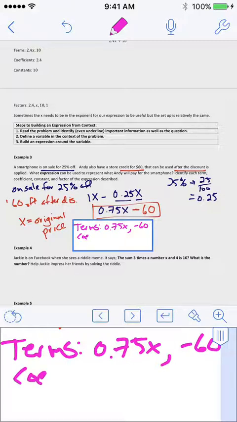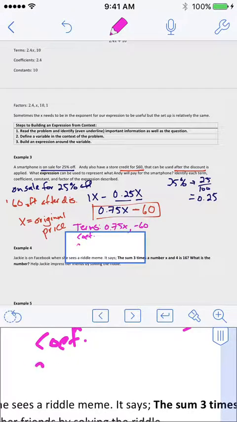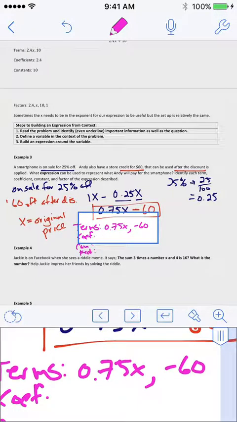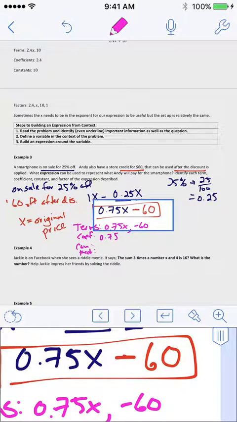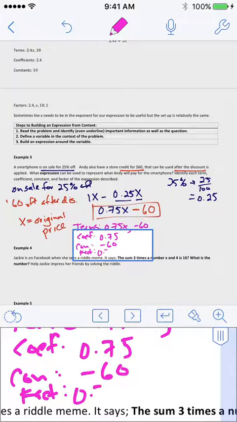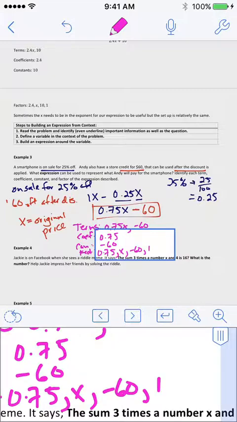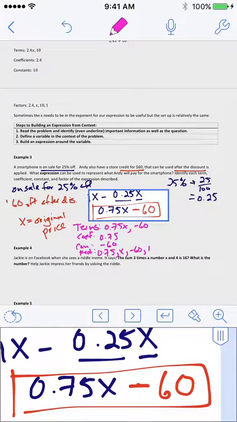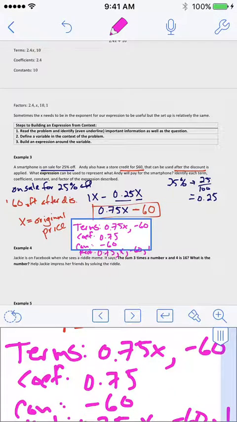Alright, coefficients. I'm just going to write these all down. Constants and factors. Coefficients are the things in front of visible variables. We only have one of those. That's 0.75, right? Constants, well, we've only got one constant term. That's negative 60. And then the factors are all the things being multiplied: 0.75 and x, negative 60, and 1. And there are our terms, coefficients, constants, and factors. Alrighty. If you have any questions, please pause the video so you can get them answered now. Otherwise, we're going to go on to example 4.